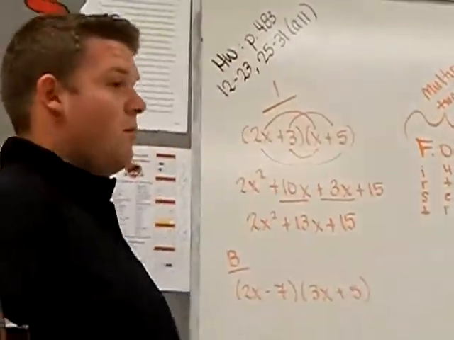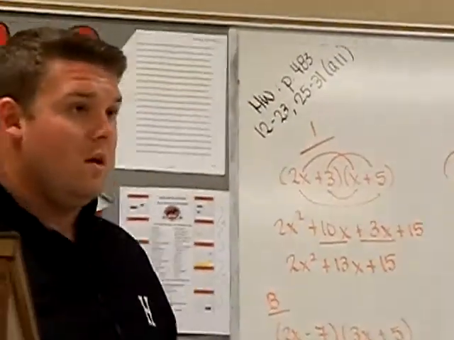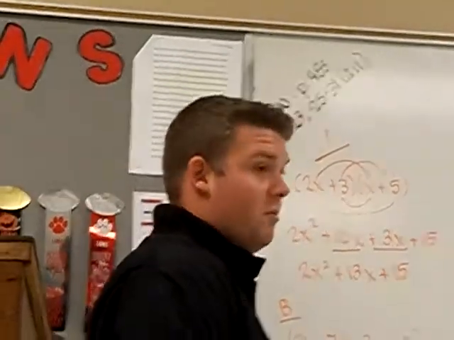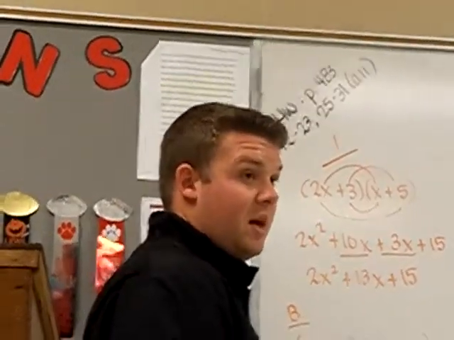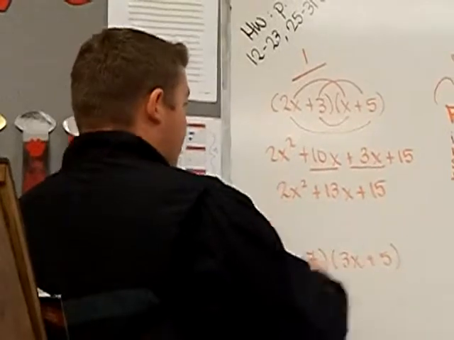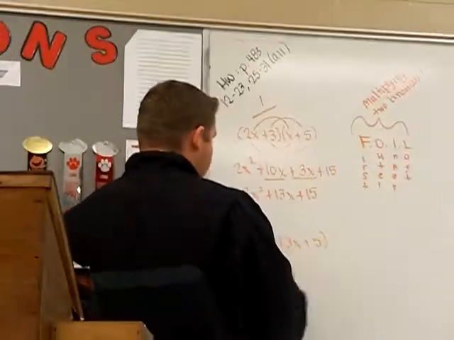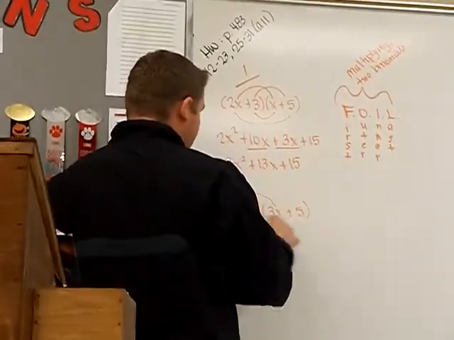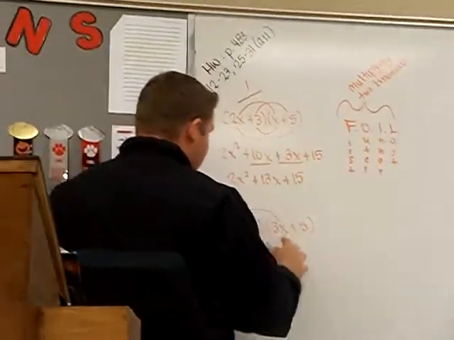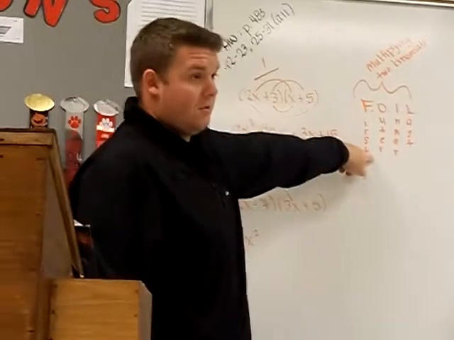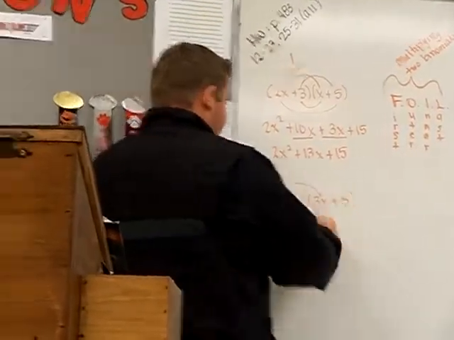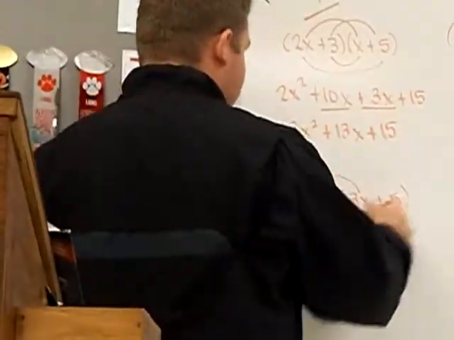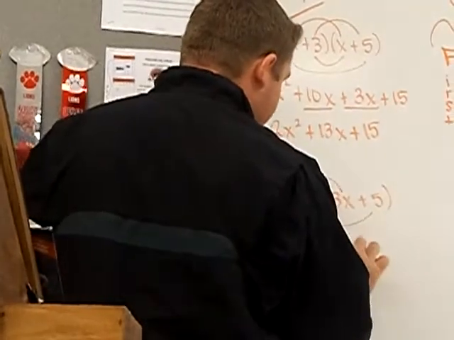Look at this. Same rules. We're doing the same thing. We have a binomial and a binomial, so we're going to multiply these two together. First terms go first: 2x and 3x. 2 times 3 is 6, x times x is x squared. Outer terms: we have a 2x and a 5. So 2x times 5 gives me plus 10x.